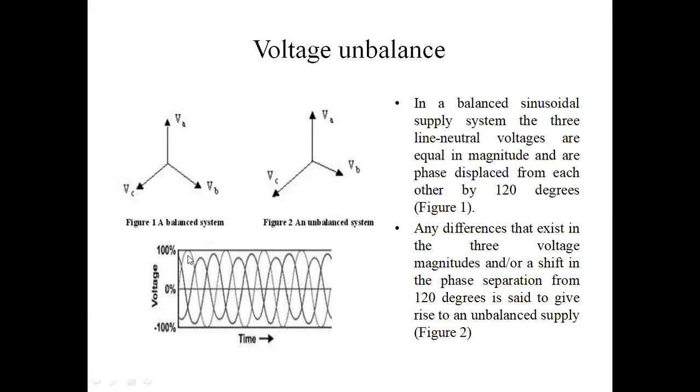This is the waveform. Comparing to the A phase magnitude, the B phase and C phase magnitudes are less. Okay, this is the unbalanced system. In an unbalanced system, the magnitudes are different, and at the same time the phase shift is also not exactly 120, with some difference above or below 120. Okay, this is the voltage unbalance.